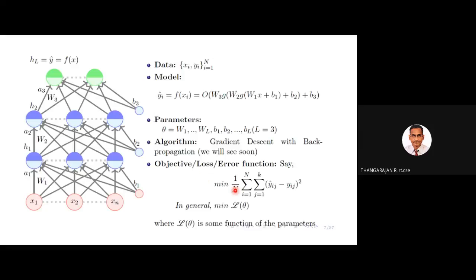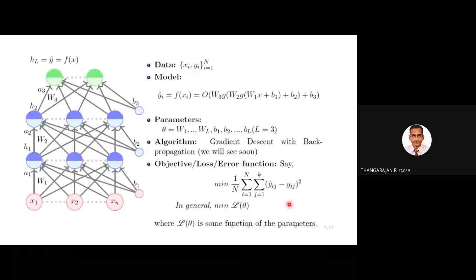As I already told you, Y cap is the output generated by the neural network. We call it the actual output. You are also given the label Y of i, which is the desired output for that input X of i. So the difference between the desired output and the actual output is the error.